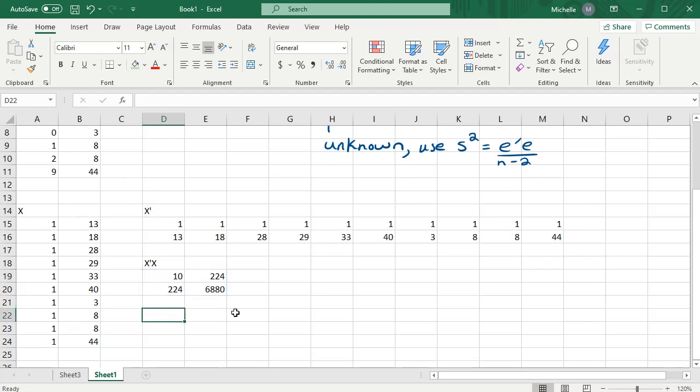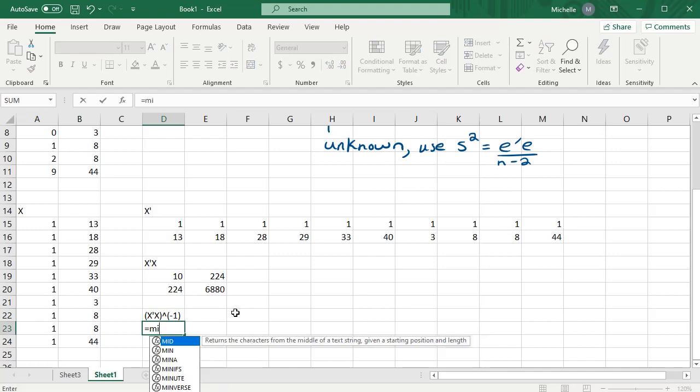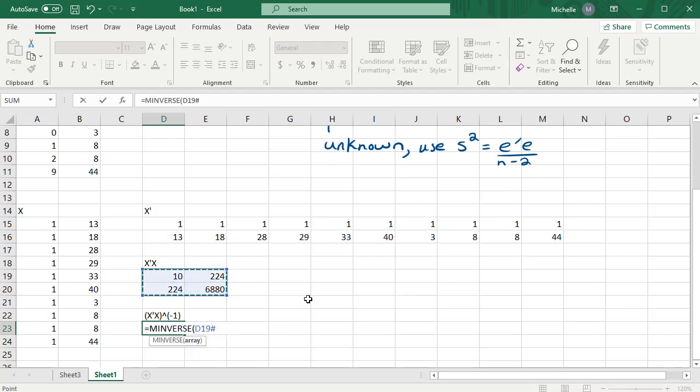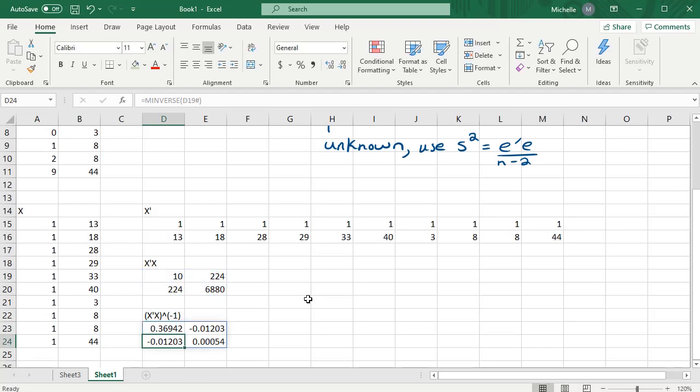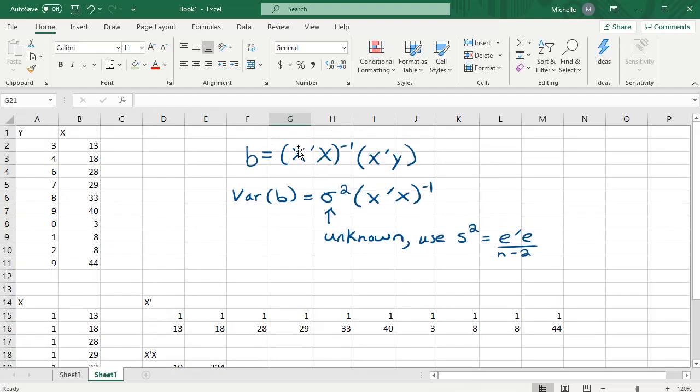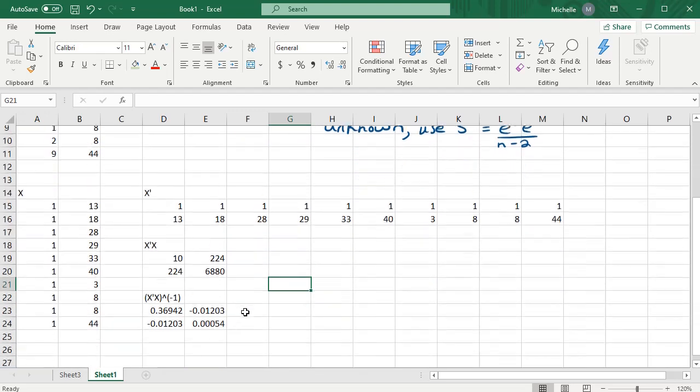Okay, so then next, if we want to find the inverse of that, so this is X transpose X inverse, right? To the minus 1 power, the inverse of it. This is MINVERSE, there it is. Okay, and what do I want the inverse of? I want the inverse of this guy. Just highlight it, close parenthesis, and press enter. And there it is. That's the inverse of X transpose X. Okay, so we have this first piece here. Then we want to multiply that by X transpose y. So let's go ahead and calculate X transpose y.